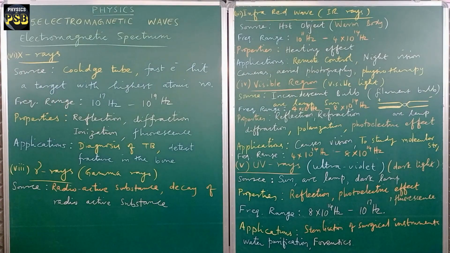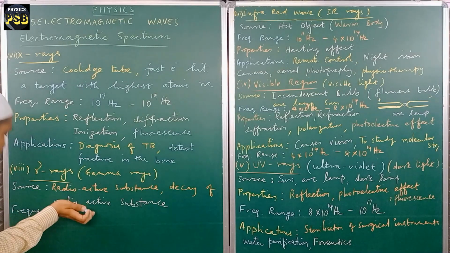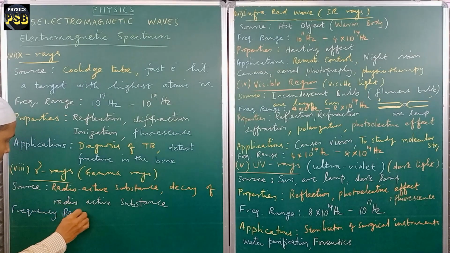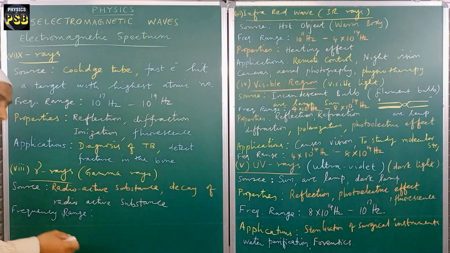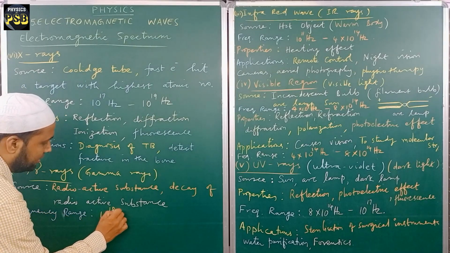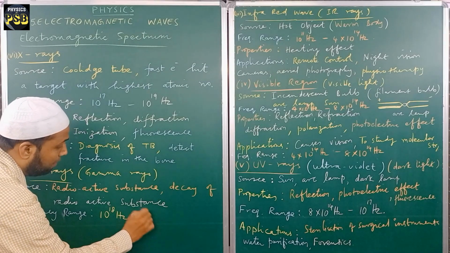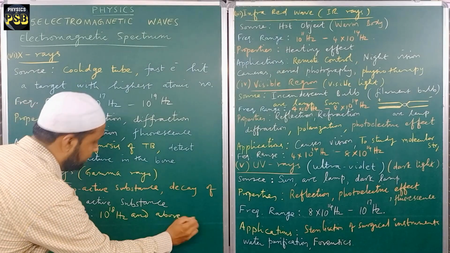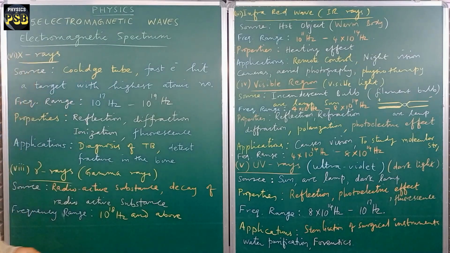What properties do they possess? Now, before that, the frequency range. The frequency range of gamma rays lies between... It has a frequency of the order of 10 power 18 Hz and above. This is the frequency range of gamma radiation. Now, properties.